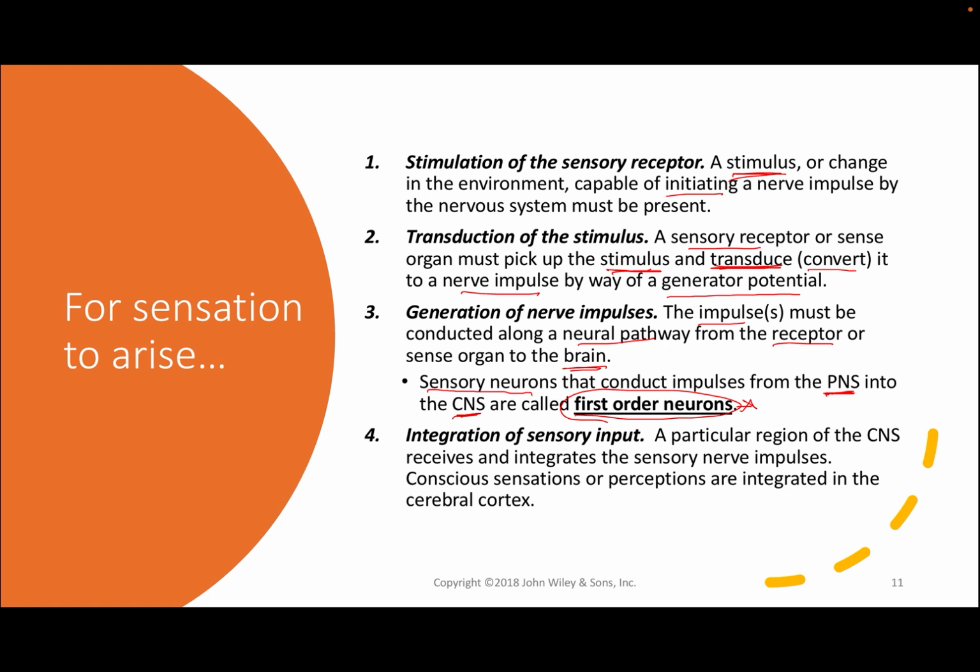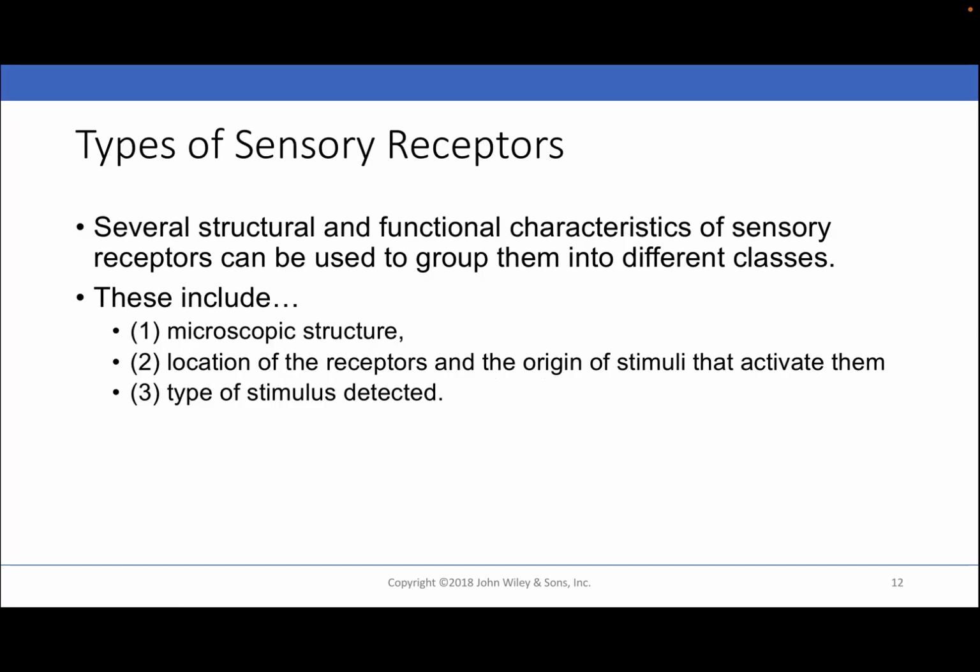Now, once that happens, then we have to integrate it. We have to decide what to do with this stimulus, this nerve impulse, once it's made it to the central nervous system. So a particular region of our central nervous system is going to receive that input, and it's going to integrate the sensory nerve impulses. Conscious sensation or perception is going to occur when integration is happening in the cerebral cortex. Again, we're not consciously aware of anything unless it reaches the cerebral cortex.